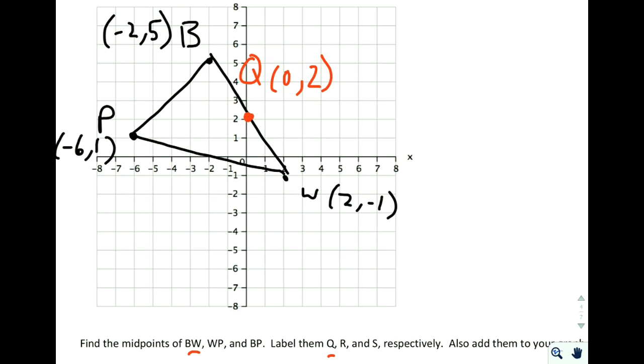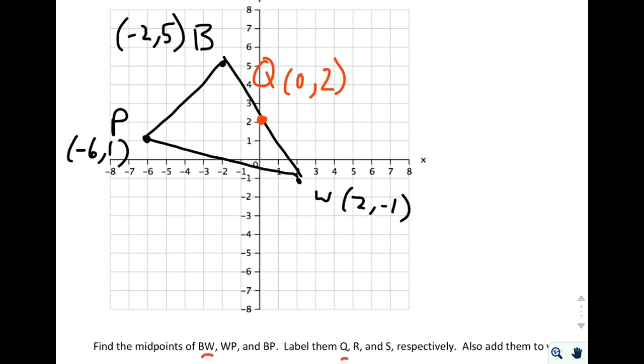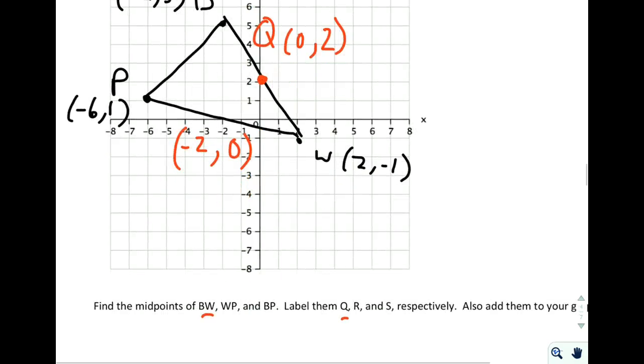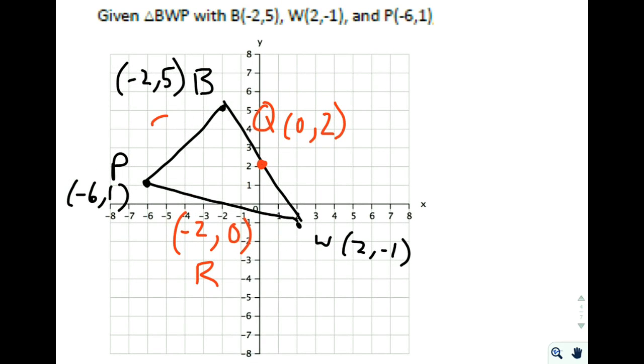Next one I'm going to do is this PW right here on the bottom, finding the average of -6 and +2. So I add them together to get -4, cut that in half, and get -2. I have 1 and -1, that's going to be 0, and divided by 2 is still 0. Now PW, or WP, is the second one, that's going to be called R. So I'm guessing the last one is going to be called S. We'll have to just figure out what its point is.